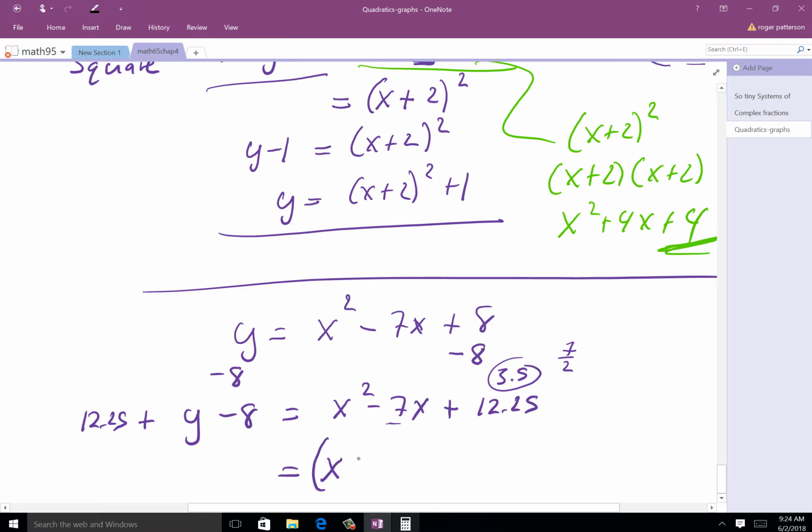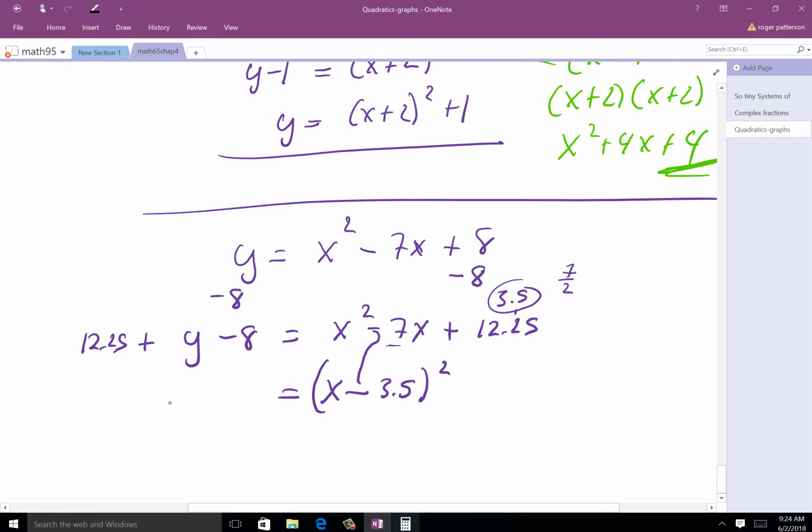X, parentheses. This sign always drops down. If it's a minus, it's a minus. If it's a plus, then it's a plus. There's my circle number. It's always going to go there. And now we move that over.